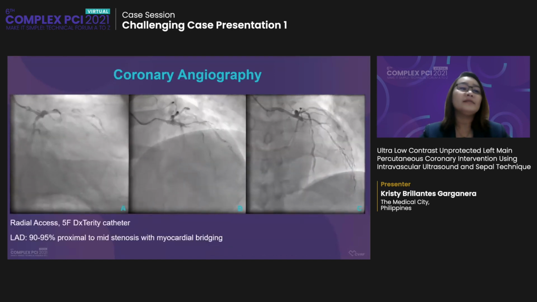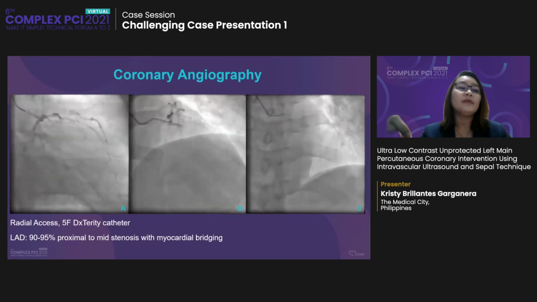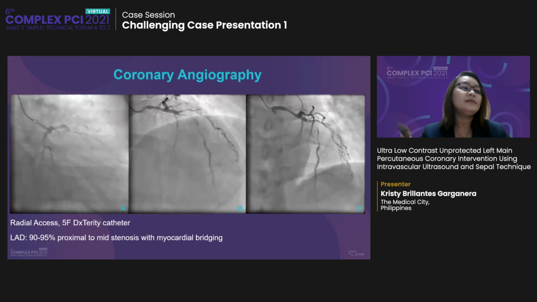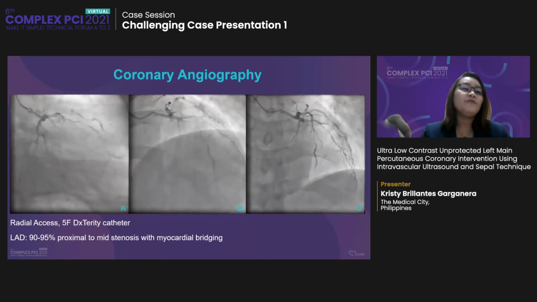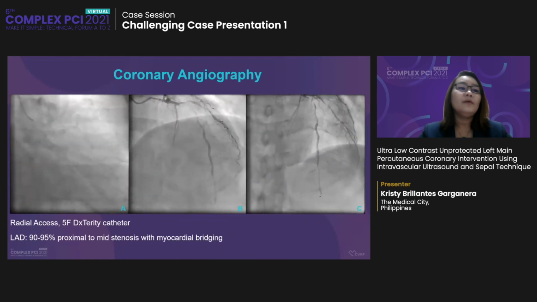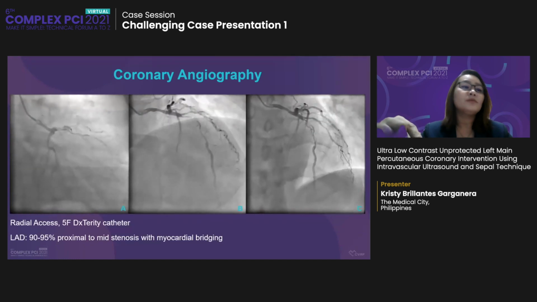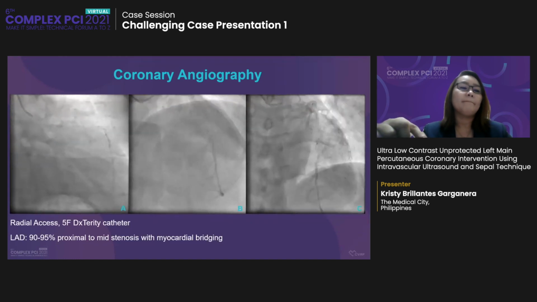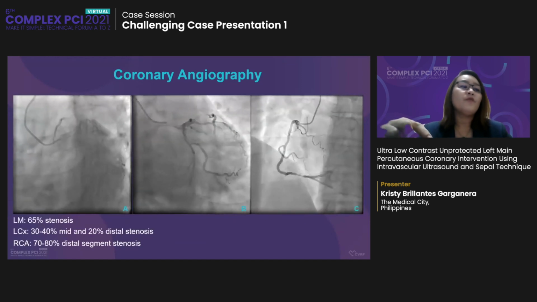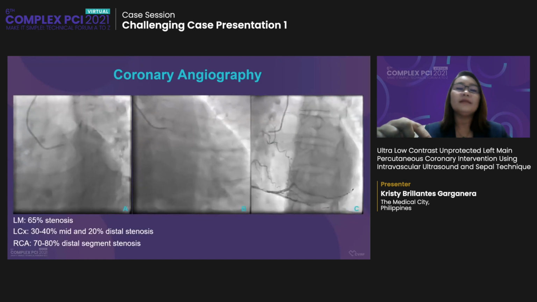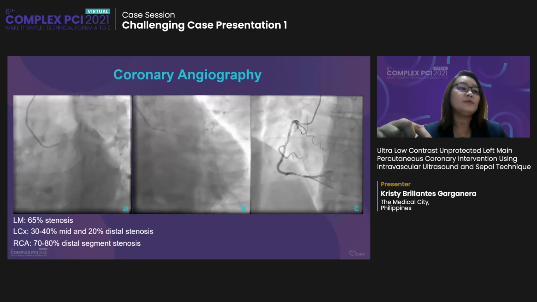Via the right radial access, we used a 5 French catheter for coronary angiography, revealing a 4 mm left main with 65% mid to distal segment stenosis that bifurcates into the LAD and circumflex, a 3.5 mm type 3 LAD with a long 90 to 95% proximal to mid segment stenosis with mild myocardial bridging at the mid to distal segments, a 3 mm circumflex with a 30 to 40% mid segment stenosis, and finally, a 4 mm dominant RCA with a 70 to 80% distal segment stenosis just before the crux.